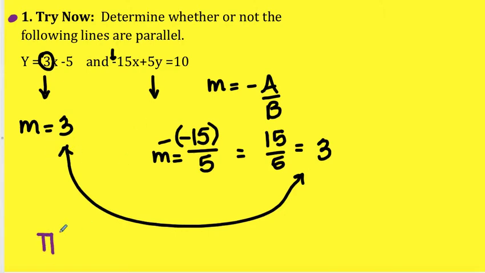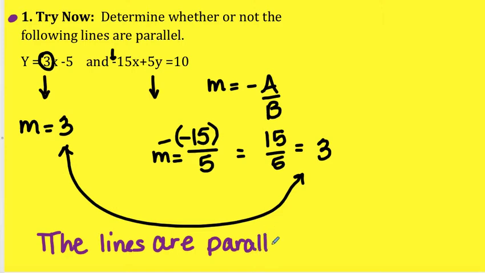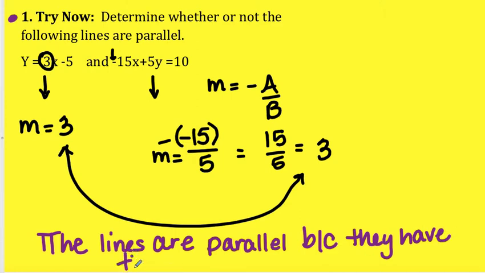The lines are parallel because they have the same slope. Say that out loud to yourself too. The lines are parallel because they have the same slope.